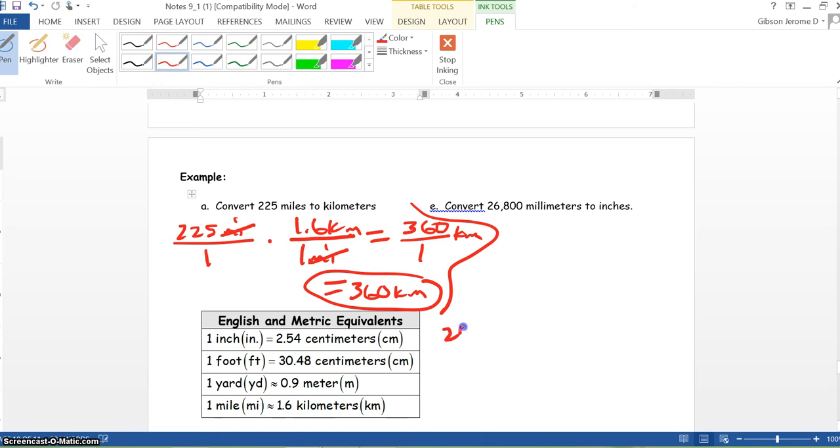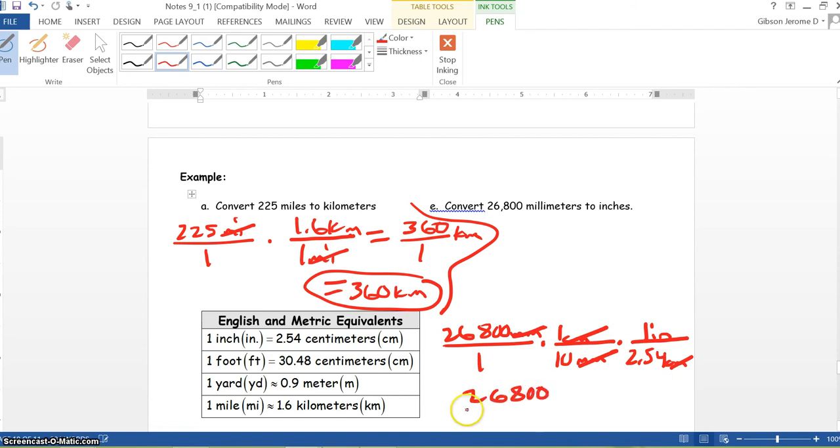So we will have 26,800 millimeters all over 1. Multiplied, it takes 10 millimeters to equal 1 centimeter. Multiplied, it takes 2.54 centimeters to equal 1 inch. Millimeters simplify out, centimeters simplify out. So we will add 26,800 all over 10 times 2.54 is 25.4, and this is all inches.